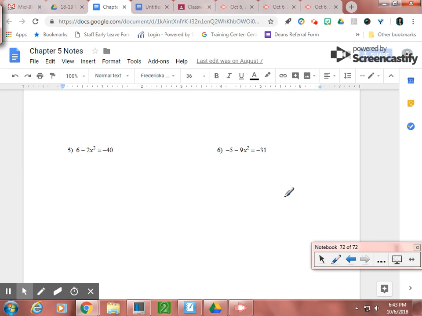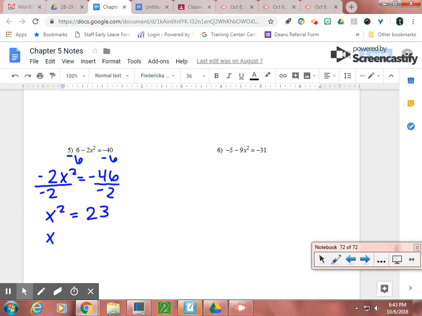First, to start here, I would subtract 6. So I have negative 2x squared is equal to negative 46. Divide by negative 2. And I have that x squared is equal to a positive 23. So now I'm going to take the square root, plus or minus the square root of 23. So this one does not have an imaginary solution because it doesn't have a negative. We eliminated that. But you do have plus or minus the square root of 23, which doesn't break down any further.